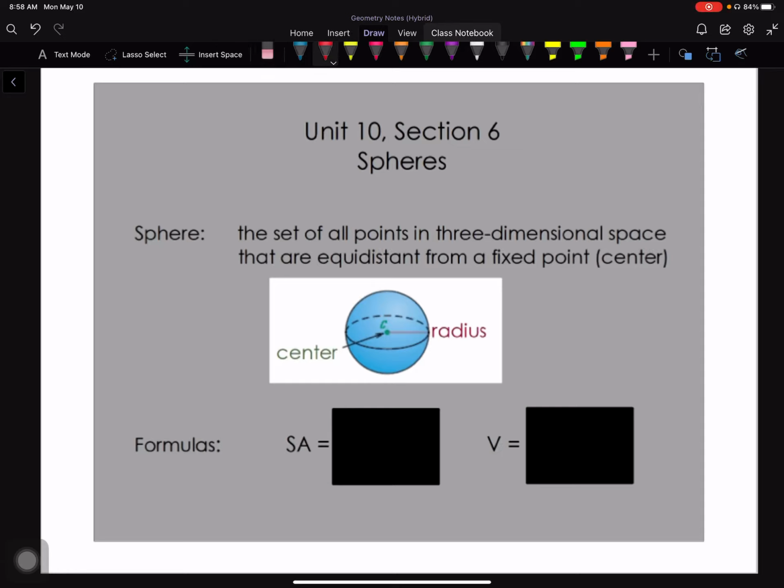All right, let's keep things rolling here with Unit 10, Section 6. Again, we're talking surface area and volume, but this time it's all about spheres.